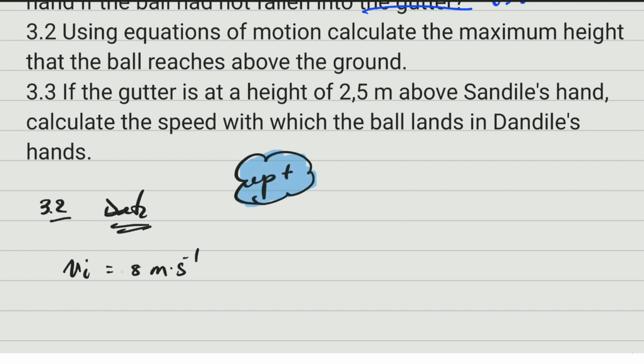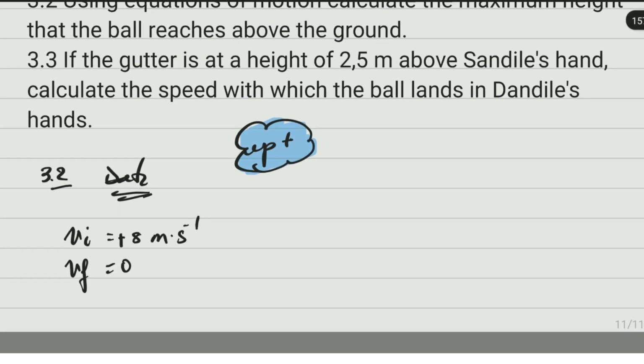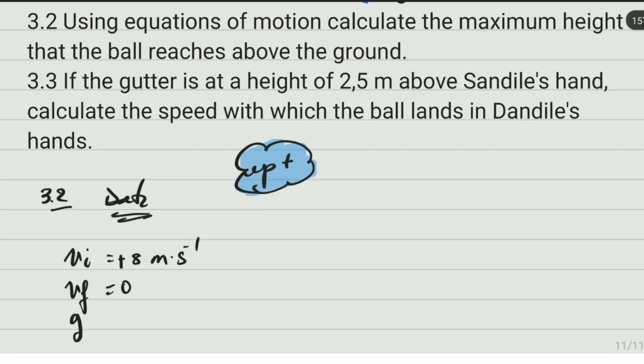Now, if up is positive, the initial velocity is positive. At a maximum height, the final velocity will be 0. That is what we have. What else? Acceleration due to gravity is going to be equal to minus 9.8 meters per second squared. This is squared here, minus, because I say up is positive. Okay, and we are looking for the displacement. So we're looking for how high the object is going to move, which in this case is going to be the displacement, and the displacement must also be positive.